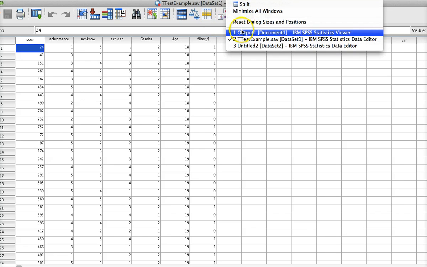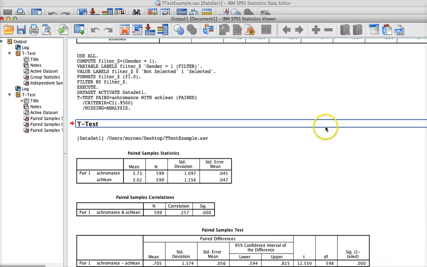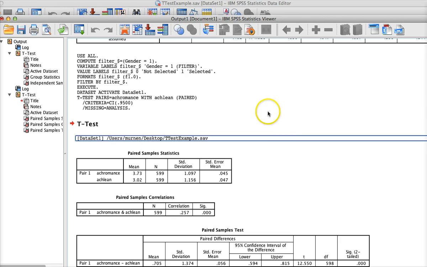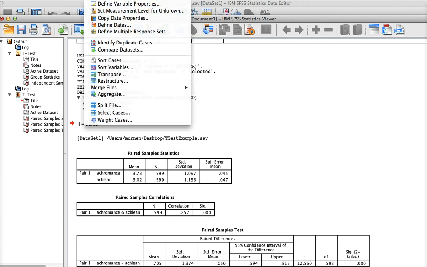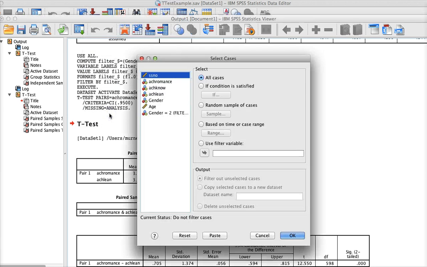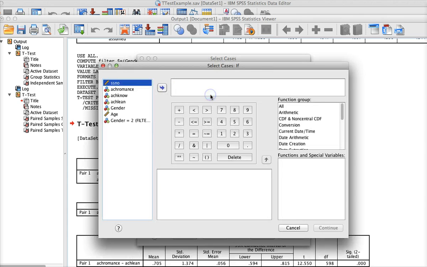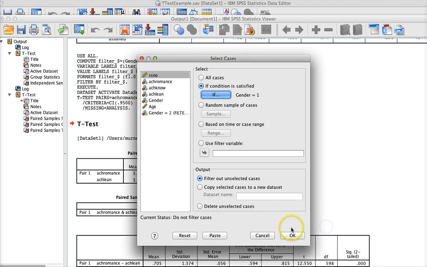Okay, I need to go to the output to see what happened. And here's the paired output. It did not select the data for just the women, because look, it has 600 people there. So let me go back to that. Data, Select Cases, If. That's why I couldn't see it. If gender equals 1. Continue. Okay.